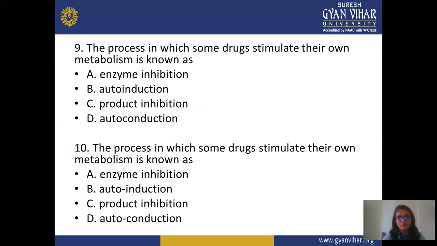enzyme inhibition based auto induction, C is product inhibition based auto induction. The process in which some drugs enhance their own metabolism is known as: A, enzyme inhibition based auto induction; C, product inhibition; and D, auto induction. This is all about the questions.